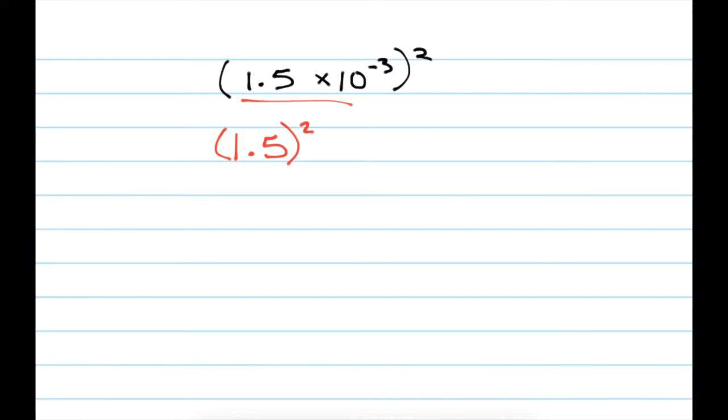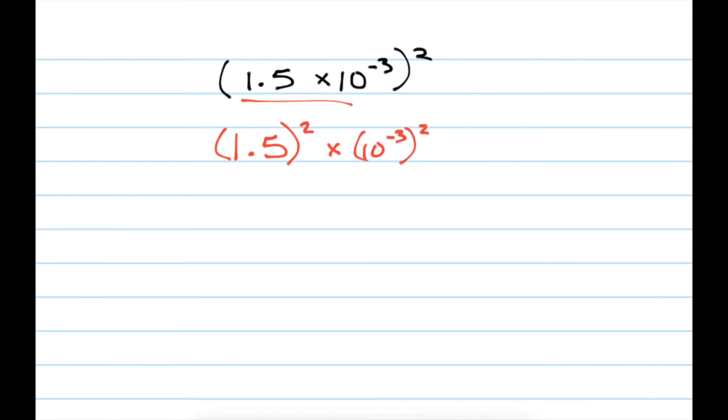Let's try one with an exponent. 1.5 times 10 to the negative 3rd, squared. Now, my power of a product property tells me that when I'm raising a product, which is what a scientific notation number is, to an exponent, I raise each individual factor to that exponent. So I would be doing 1.5 squared and 10 to the negative 3 squared.